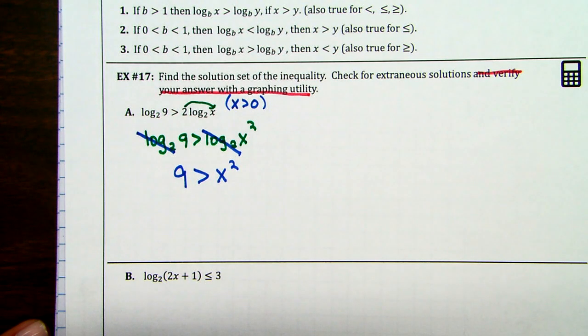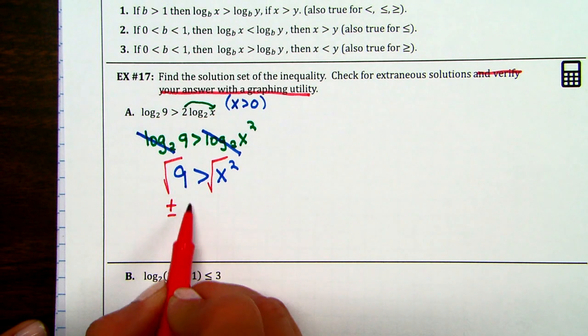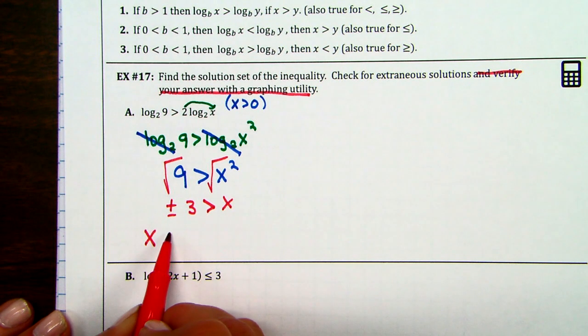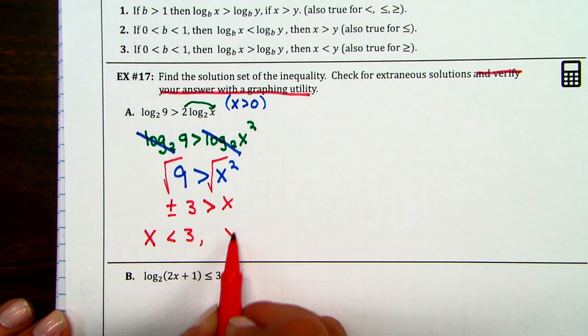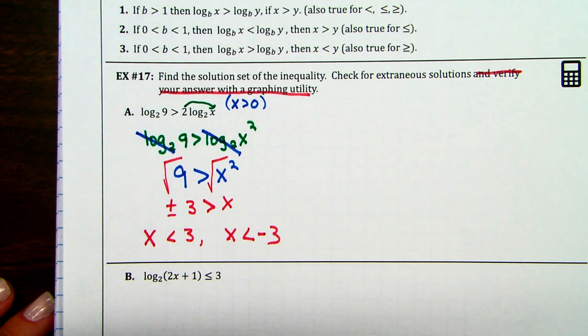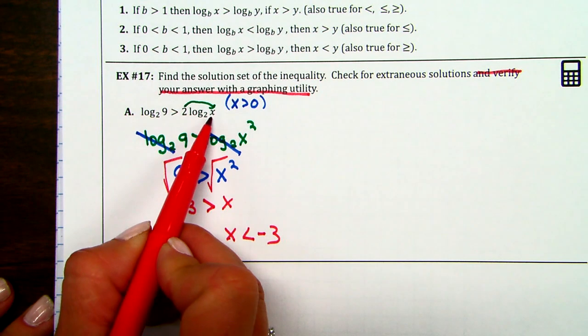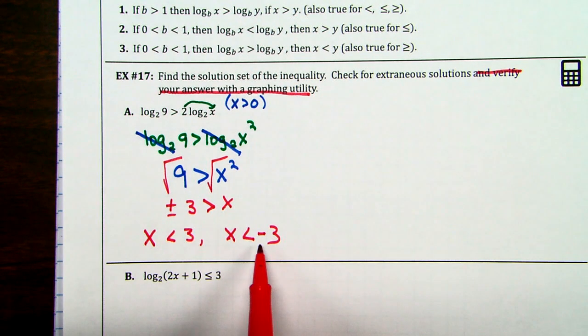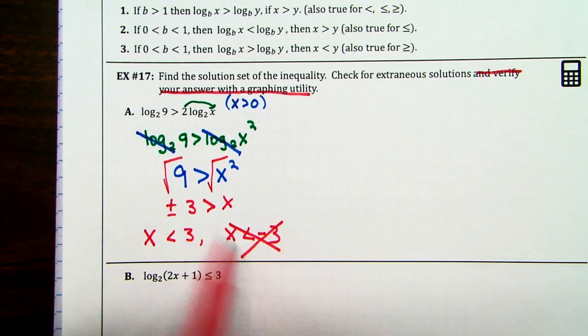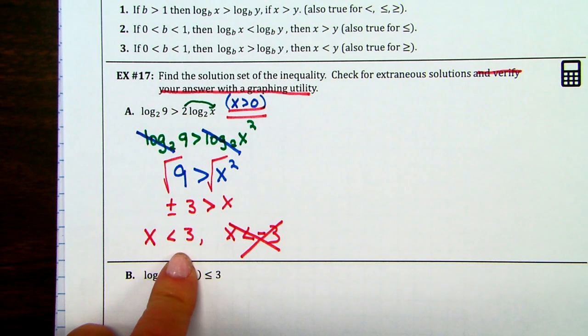Square root both sides. And I get plus or minus 3 is greater than x. So let me write this with the x on the left-hand side. x is less than 3. x is less than negative 3. Now, negative 3 is extraneous, right? We talked about it. If I put a negative 3 in there, or anything less than negative 3, negative 4, negative 5, they're all negatives. That makes it extraneous. It doesn't fit in here. But 3 is good, right?